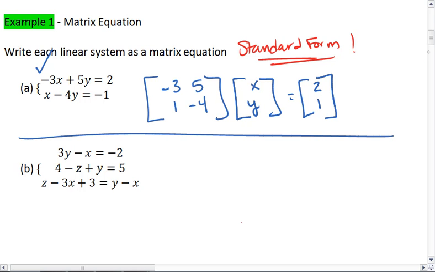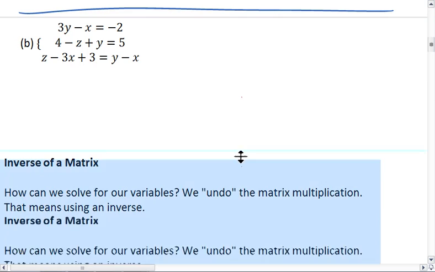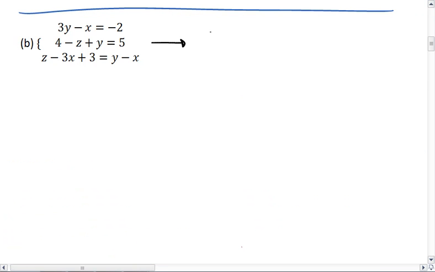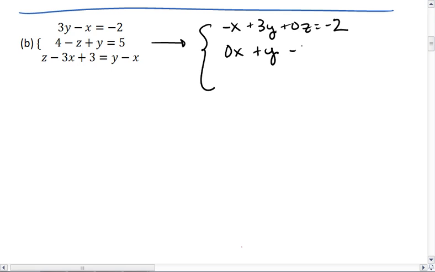Now let's look at example B. This one's a little trickier. It's not yet in standard form. To put in a standard form, I need to rewrite these so that I go x, y, and then z equals some constant. So for the top equation, I get negative x plus 3y plus 0z equals negative 2. For the second equation, I get 0x plus y minus z equals 1. And then for the final equation, I get negative 2x minus y plus z equals negative 3.